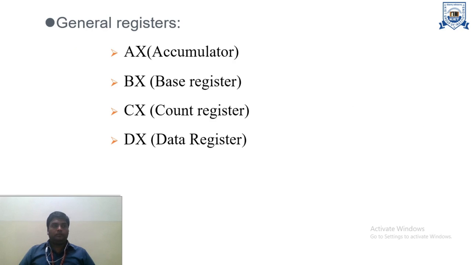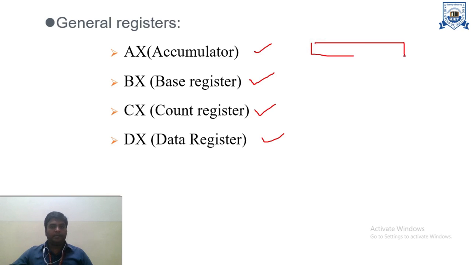As I told you, whenever we are using the internal architecture of the 8086 microprocessor, the execution unit basically has some general purpose registers, that is your accumulator register, base register, count register and data register. All these registers are of 16 bits.